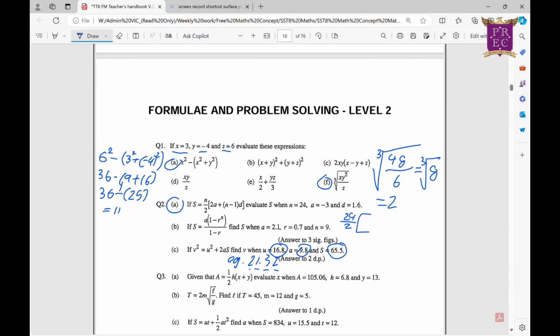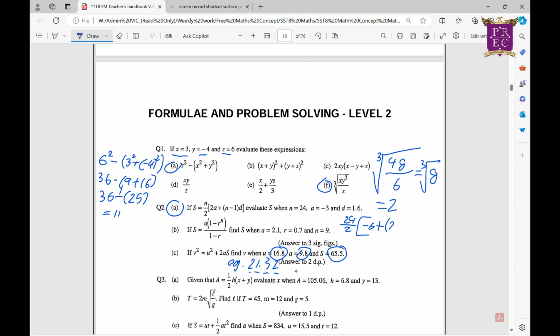2 times a gives us negative 6, so we can put negative 6 over here. And then we have n minus 1. n minus 1 gives us 24 minus 1, which is 23. We can put 23 in these round brackets here. And then we times it by d, d being 1.6.